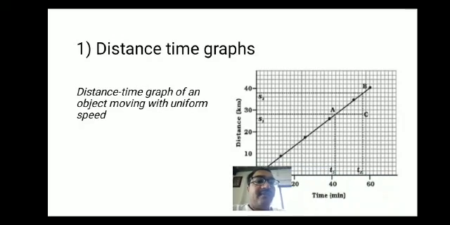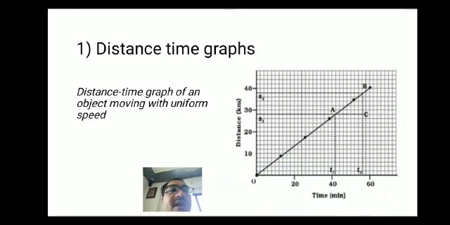First, the distance time graph of an object moving with uniform speed. Uniform speed means, as you can see in this graph, the object travels equal distance in equal intervals of time, so it gives a straight line. So this is the example of a distance time graph of uniform motion or uniform speed.